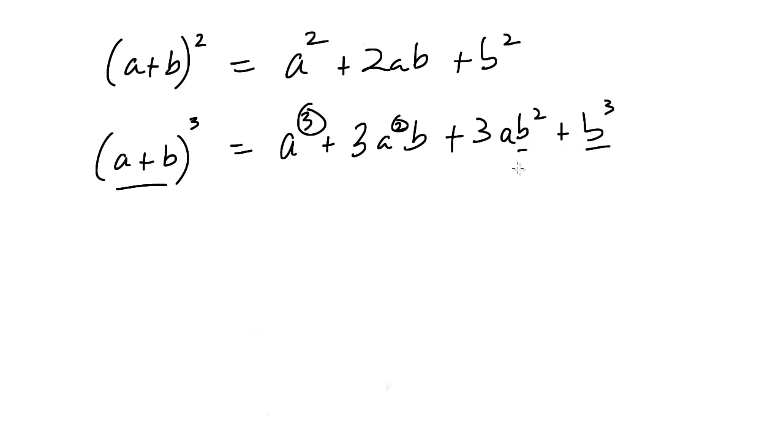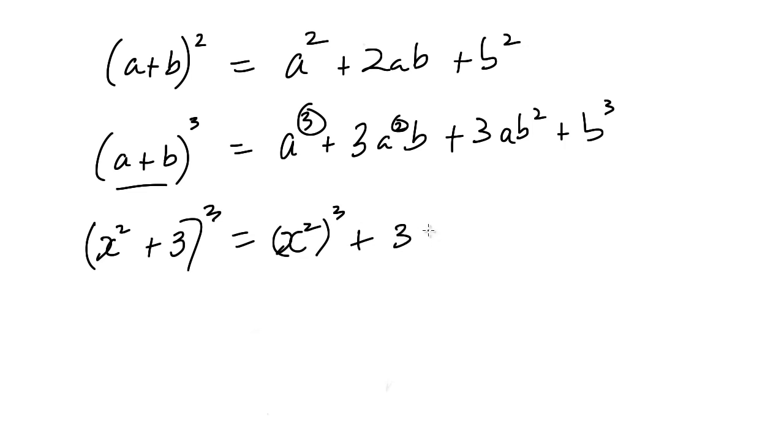So if I see a factorized cubic, such as, let's say, (x squared plus 3) in brackets to the power of 3, then I can say that I have x squared in brackets to the power of 3, plus 3 times x squared in the brackets to the power of 2, times 3, plus 3 times a, which is x squared, multiplied by b squared, which is 3 squared, which is 9, multiplied by 9, plus 3 cubed, so b cubed, which is 3 cubed. So I end up with 27.